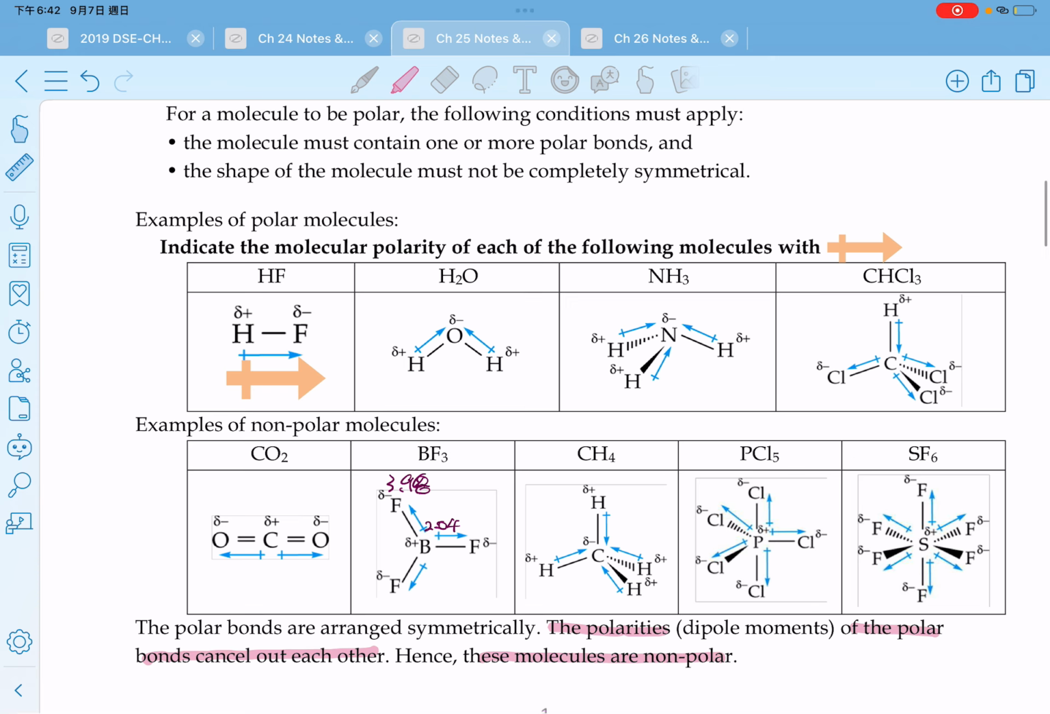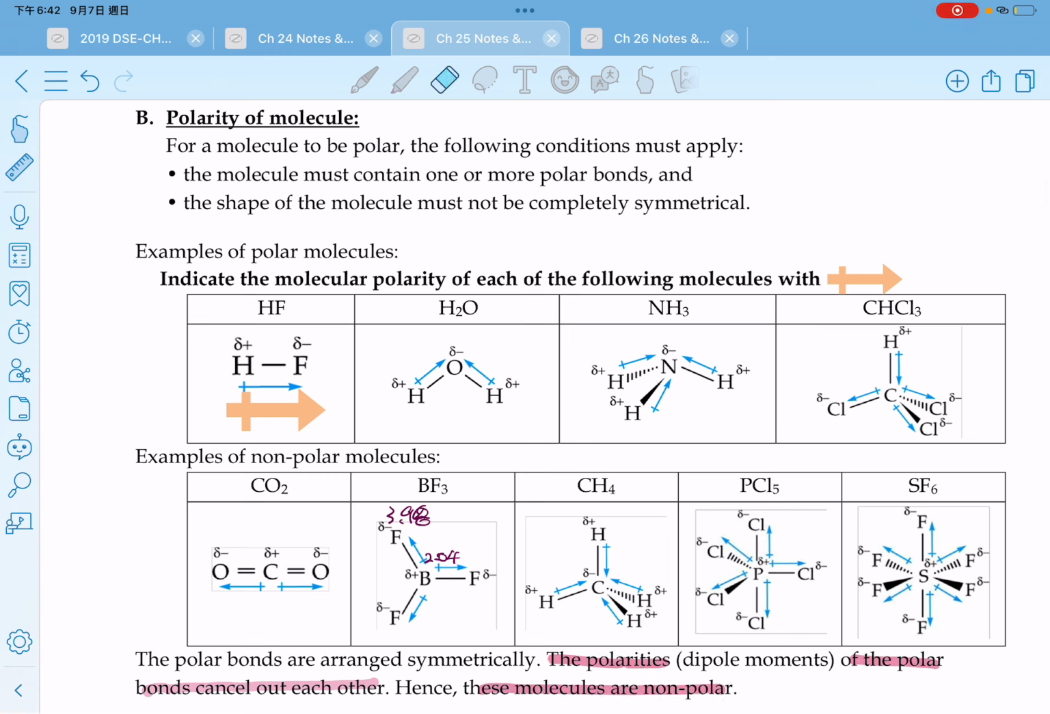So how can we make it become polar? The shape of the molecule must not be completely symmetrical. For example, H2O. You can see the electron is drawn to the upper part. So that means it has a resultant electron migration to the upper part. Hence, we say that this one cannot cancel the polarities of the polar bonds. Hence, it is a polar molecule.